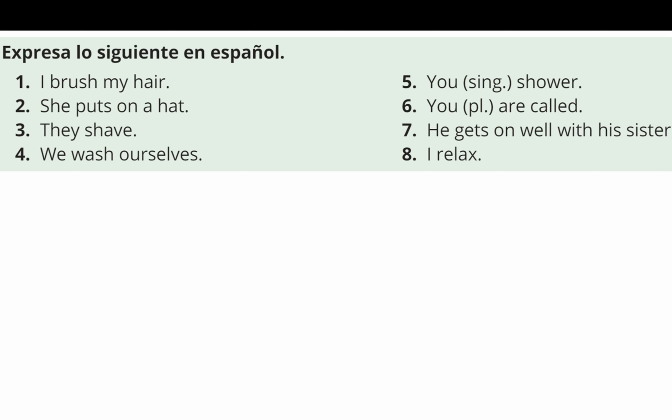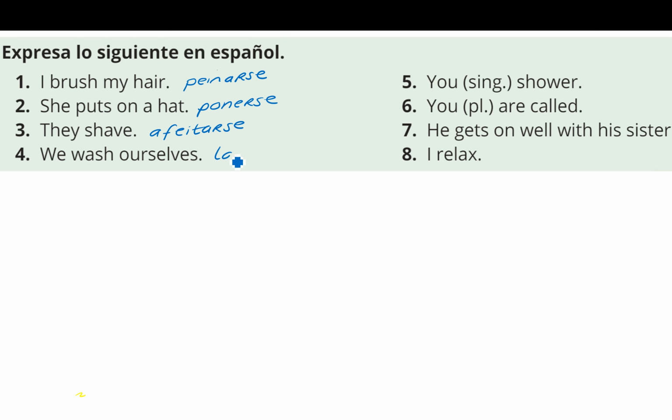Okay? Vamos a traducir. So we are going to translate these, y vamos a ver cómo nos va. Aquí está. So número 1, I brush my hair. So let's check now. Peinarse is the verb that I need to brush my hair. She puts on a hat. The verb is ponerse.